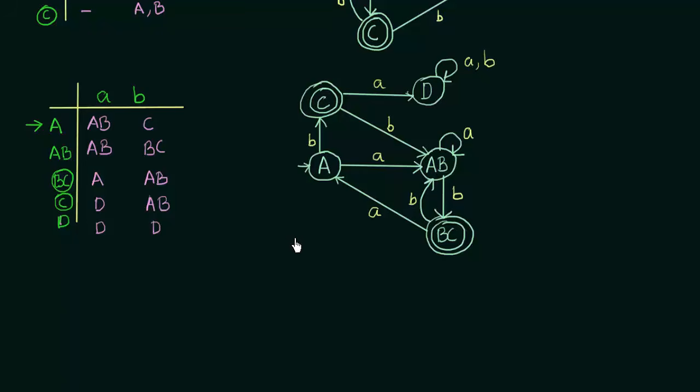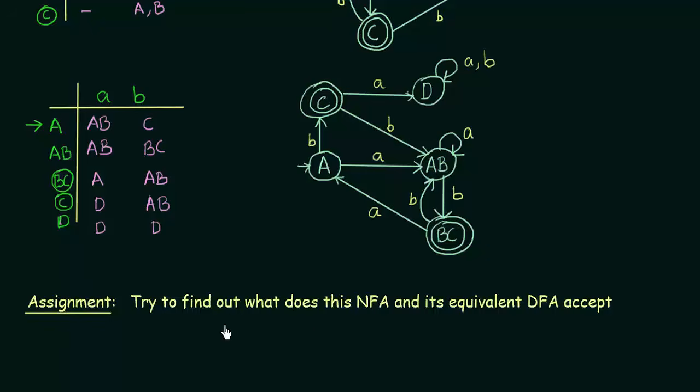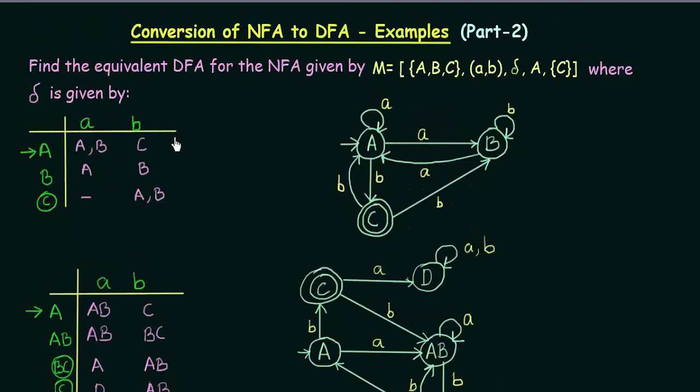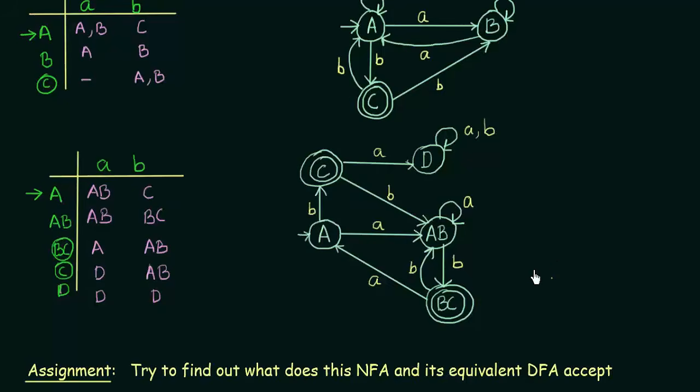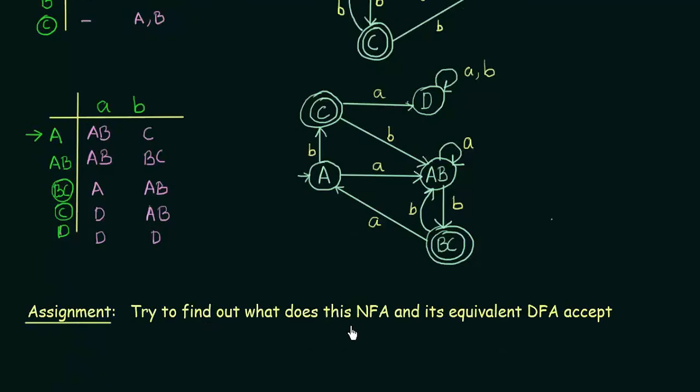And now if it was clear to you, I would like to give you one assignment, one task. The assignment will be, try to find out what this NFA and its equivalent DFA accept. So here in this lecture we have discussed this NFA and we have designed its equivalent DFA. Now your task will be to find out what this NFA and this DFA accept. We did not mention what this DFA and NFA are doing. What is its task? What kind of strings is it actually accepting?